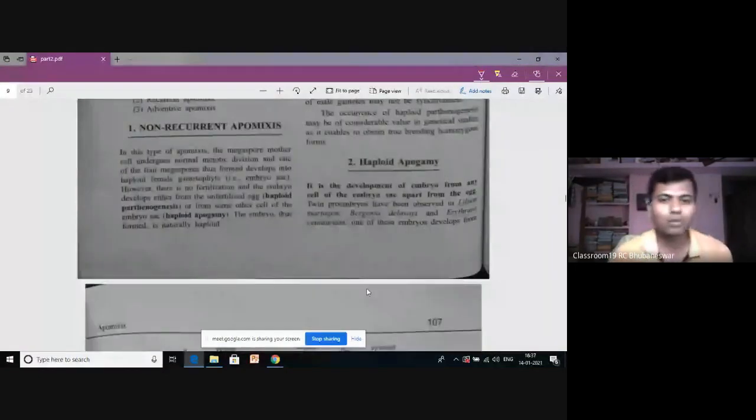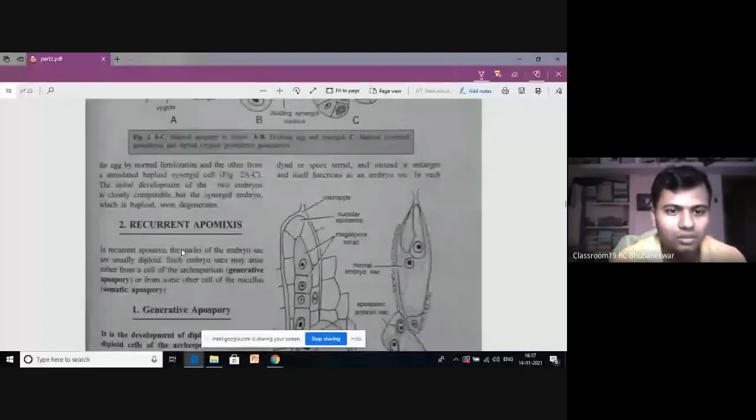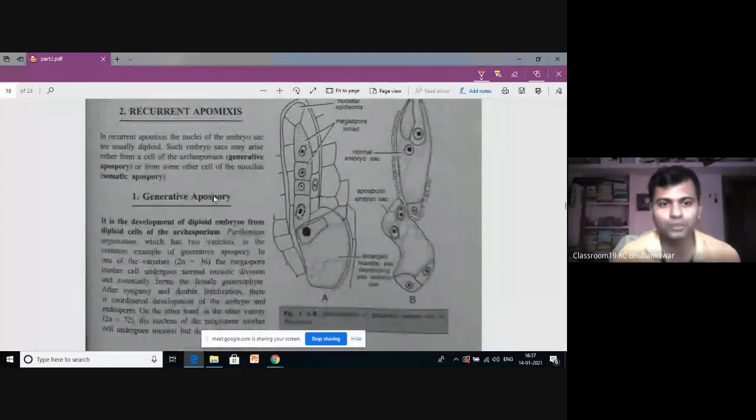Now next is the recurrent apomixis. In recurrent apomixis, whatever embryo or form develops is diploid. It is of 2 types: generative apospory and somatic apospory. In case of generative apospory, what happened? Suppose we have an archesporial cell, as I told you earlier. During megasporogenesis, one cell just below the nucellar epidermis becomes enlarged in size. It acts as the archesporium. This archesporium in the future develops into the megaspore mother cell. This megaspore mother cell undergoes meiosis to form 4 megaspores. Then 3 die and 1 survives.